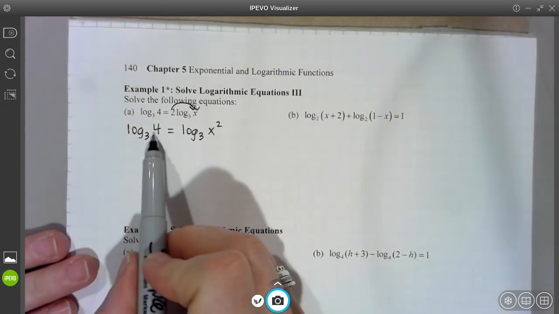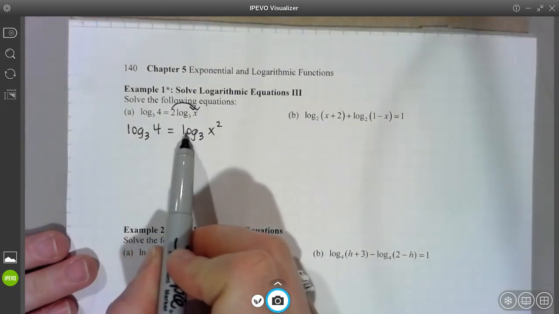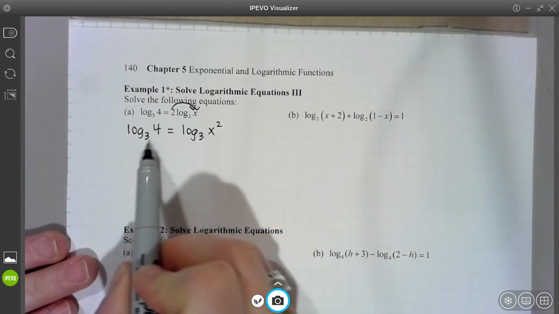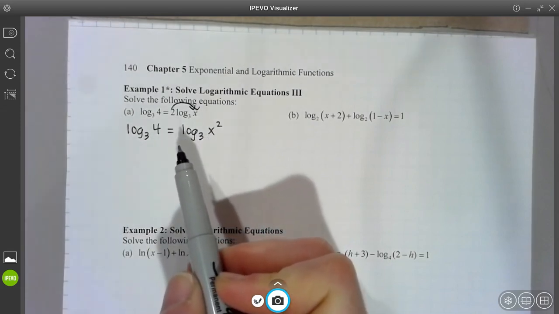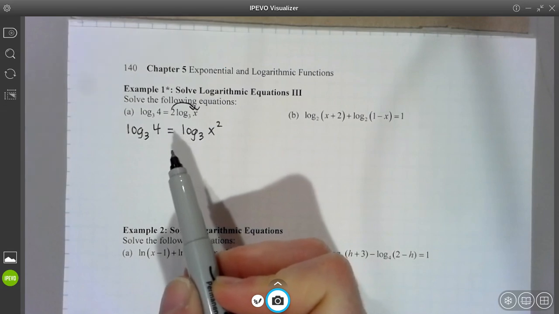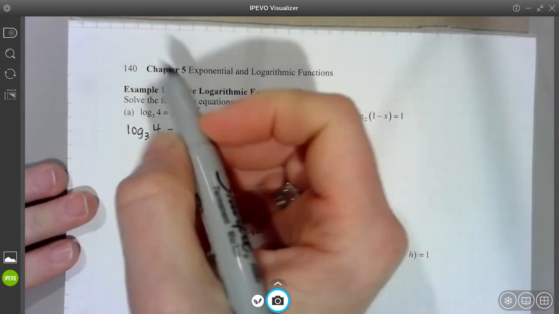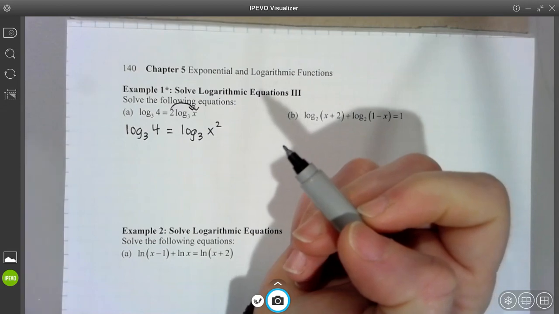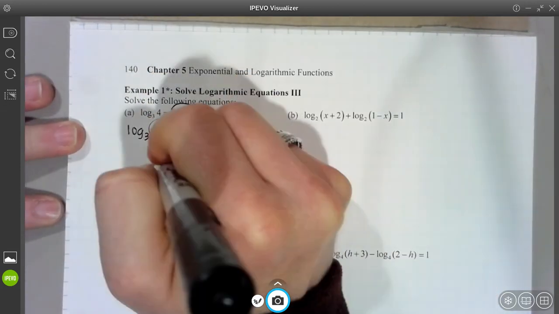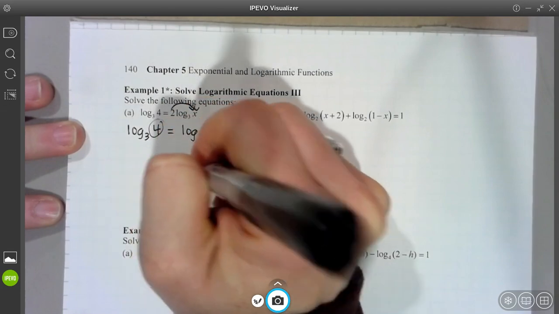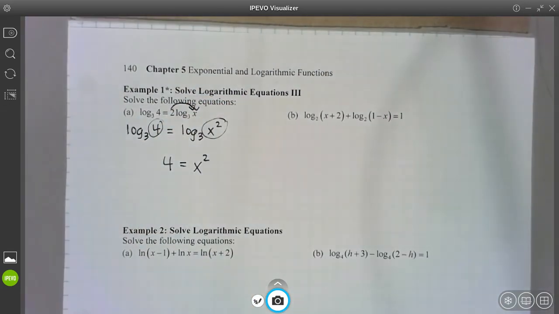If log base 3 of this is equal to log base 3 of that, the only way these two logs could actually equal one another is if what you were taking the log of was equivalent. So in a situation like this, you really can just drop the logs and say, well, then they must be equal to one another. If log base 3 of this equals log base 3 of that, then this and that must be equal.